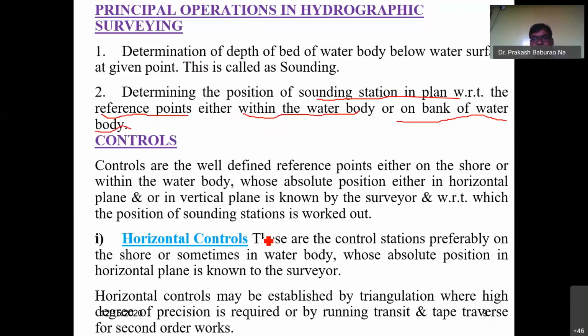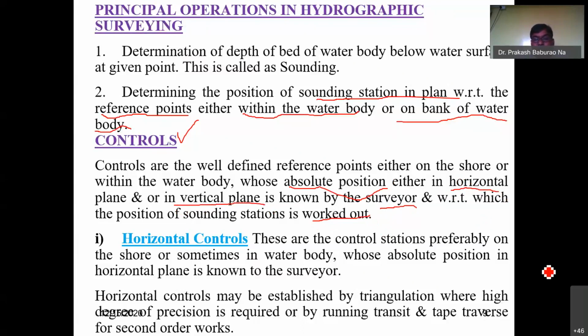Controls are well-defined points, reference points. Controls, the meaning of the control: already I explained, there are two controls, horizontal control and vertical control. Those points refer to the shore side or within a water body, whose absolute position is known. Absolute position is nothing but, if you are considering the height, the elevation, then you call it the absolute position of a point, either in a horizontal plane or in a vertical plane, as known by the surveyor, and with respect to that the position of the sounding station can be worked out.